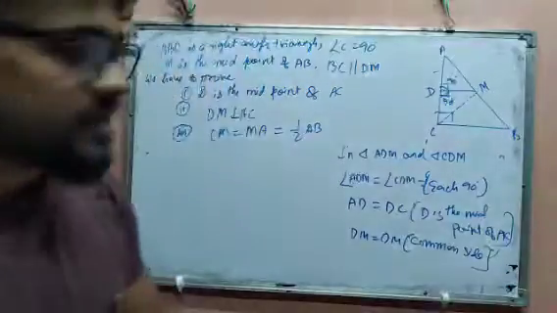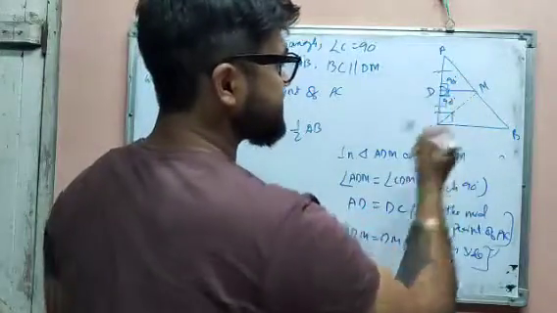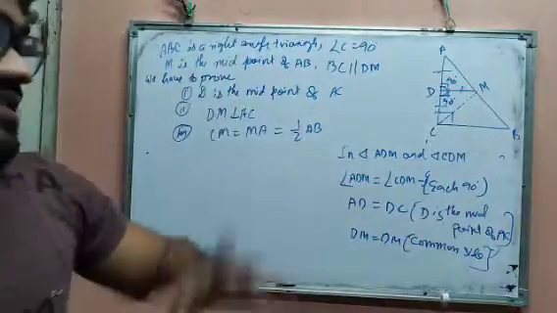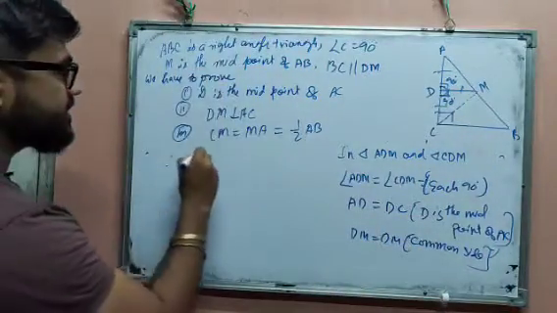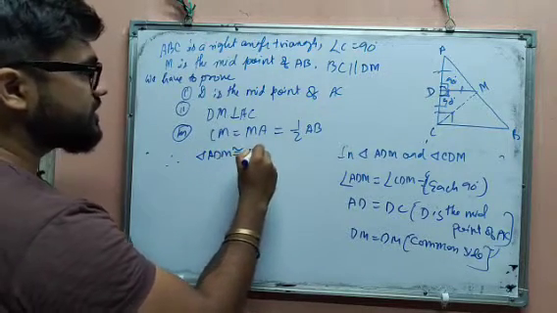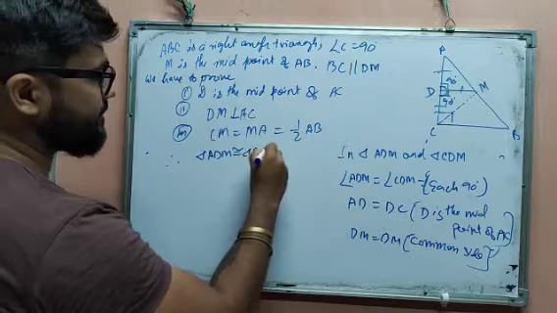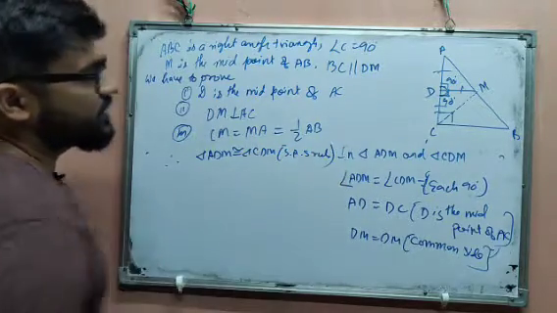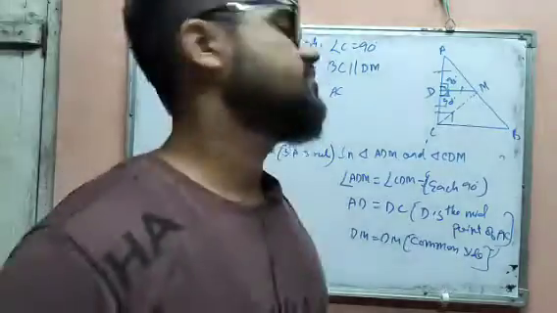So ultimately this side and this side are equal, these two angles are 90 degrees, and also this is the common side. That means these two triangles are congruent. Therefore you can say triangle ADM is congruent to triangle CDM. The condition is the side angle side rule. Okay.